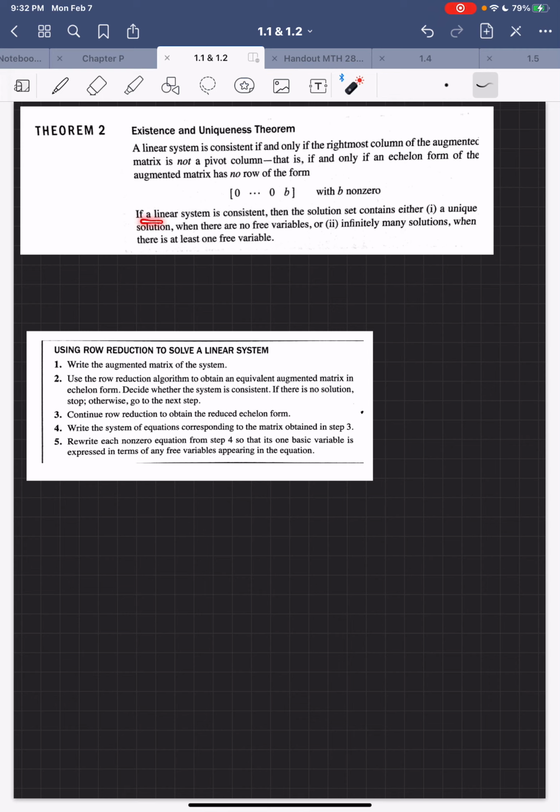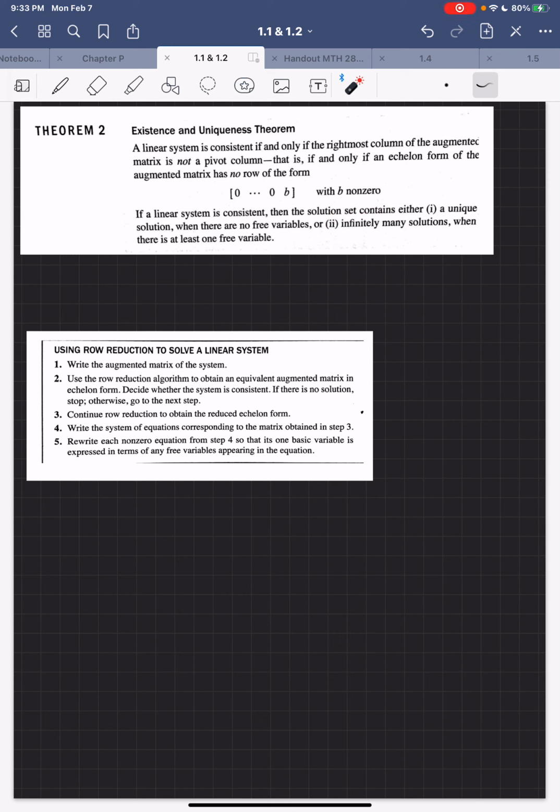Now, if a linear system is consistent, that's the if part, then the solution set contains either one unique solution when there are no free variables, or infinite solutions when there is at least one free variable. So if your system is consistent and there's no free variables, then you are going to have one unique solution. However, if your system is consistent and there is even one free variable, then you will have infinite solutions.